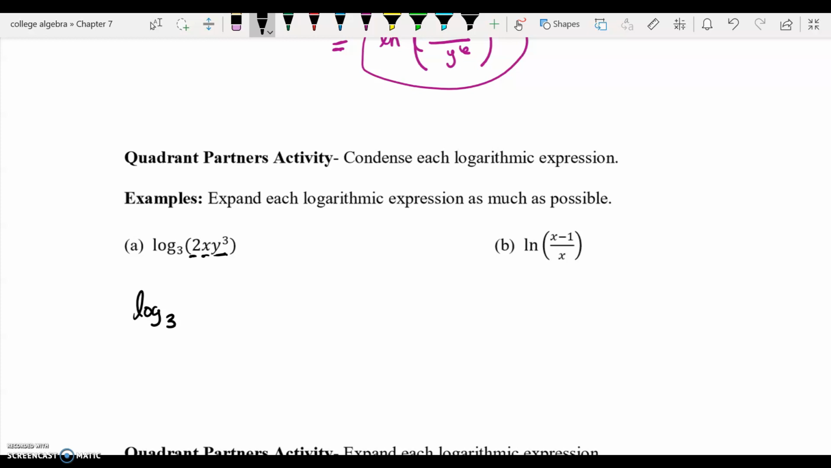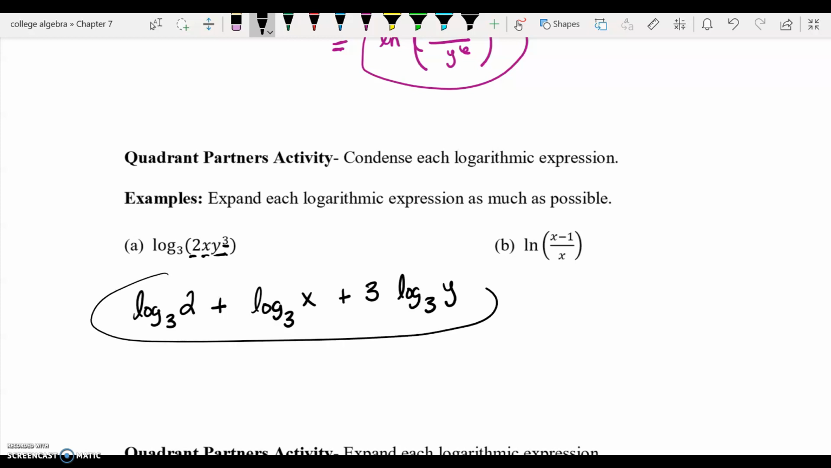That's what they want. So log base 3 of 2 plus, because multiplying is adding, log base 3 of x plus, if there's an exponent, that exponent goes out front. Do not forget that, of y. And that would be your answer.